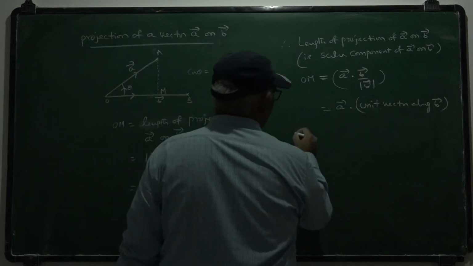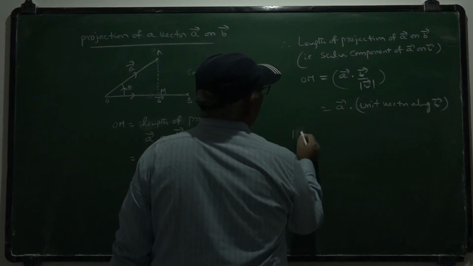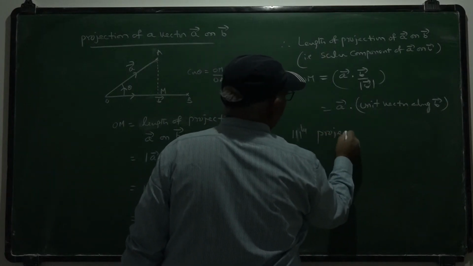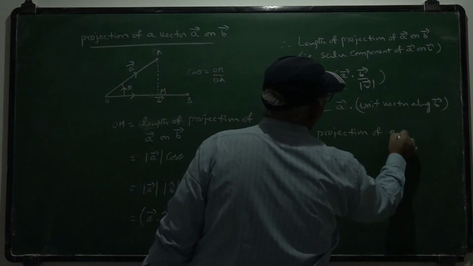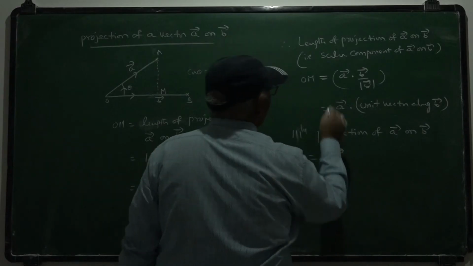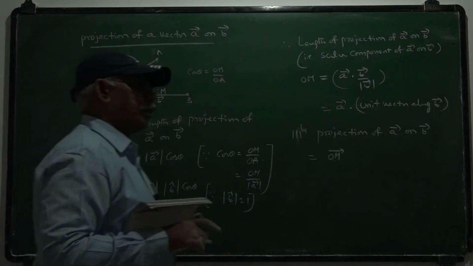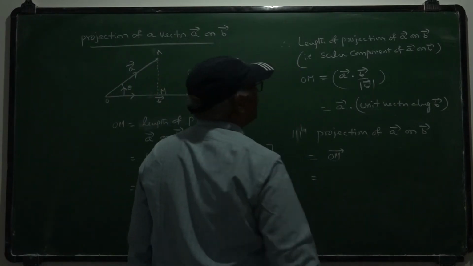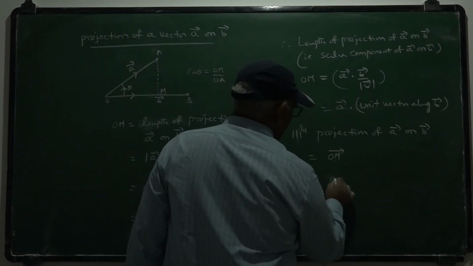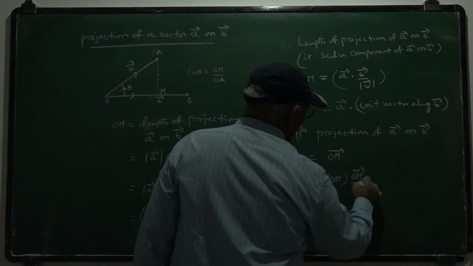Similarly, note this point. Instead of length, just projection: the projection of A bar on B bar is nothing but OM bar, the vector along the projection. OM bar is OM into the unit vector along OM bar.